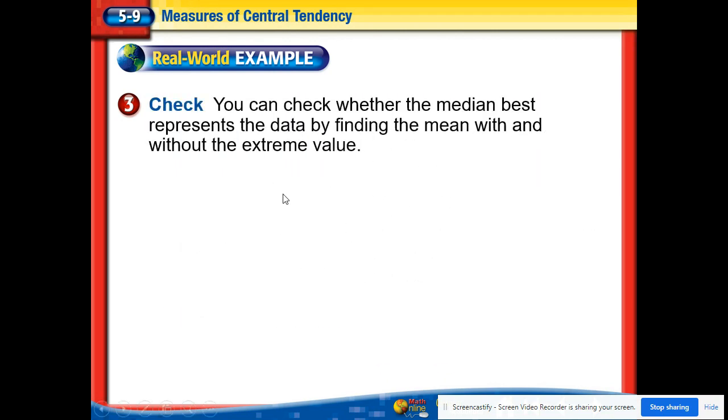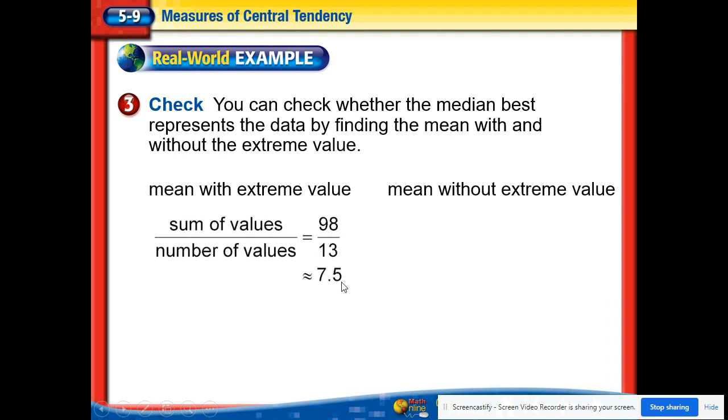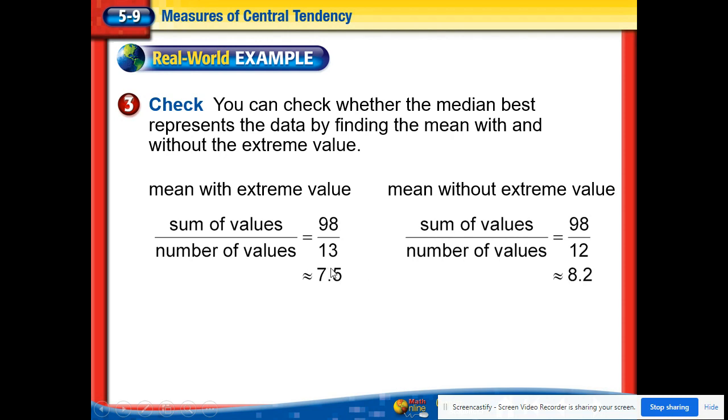This is what I mean by that 0 throwing us off. So let's go ahead and do the mean with that 0 and the mean without the 0. The mean with that 0 is 7.5. The mean without it is 8.2. That's a very different number. So because of that variance there, we don't want to use the mean. That's why those big numbers skew the mean so much. I mean, here, 0.7 off from each other.